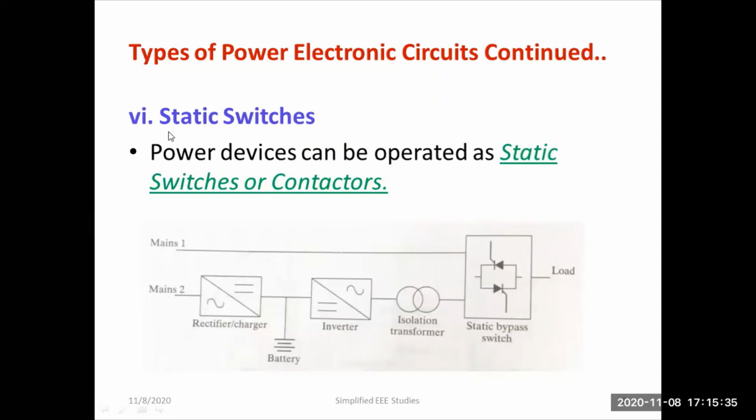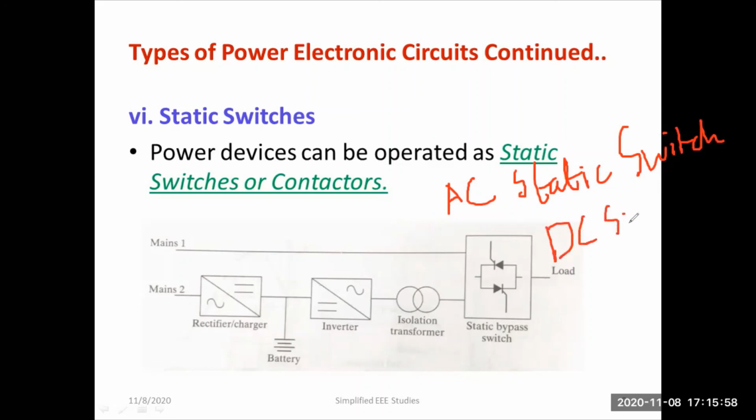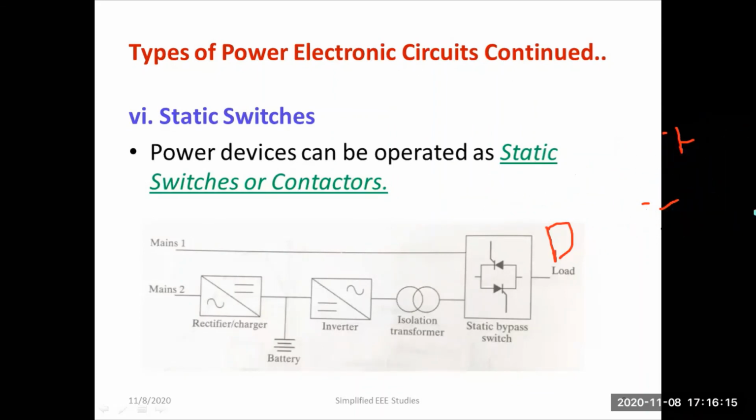Now I would like to discuss the last type of circuit, that is static switches. Static switches are also known as AC static switch, or you can call it DC switch. Why is it called in this manner? The answer is, it is possible to operate with AC and DC supply. It is possible to control AC supply as well as DC supply. That is why it is known as AC static switches and DC static switches, or in simple words, you can call it a DC switch.